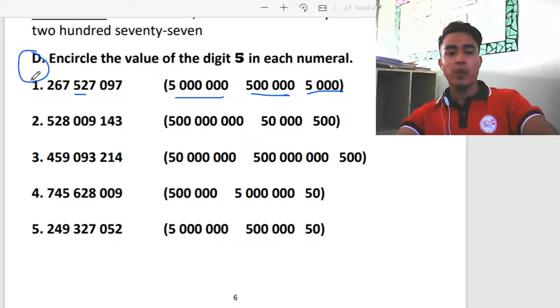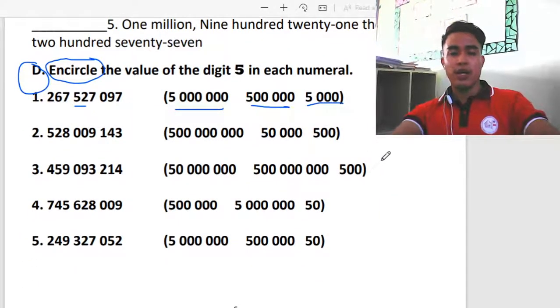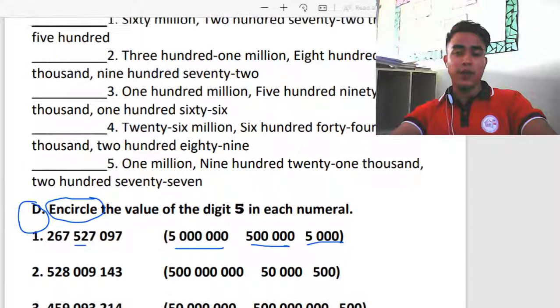Okay, so you will be the one to answer in your module. Activity D. Encircle only. That's 1 up to 5: 1, 2, 3, 4, and 5. Okay, that's the end of our lesson in math subject. Thank you for listening.